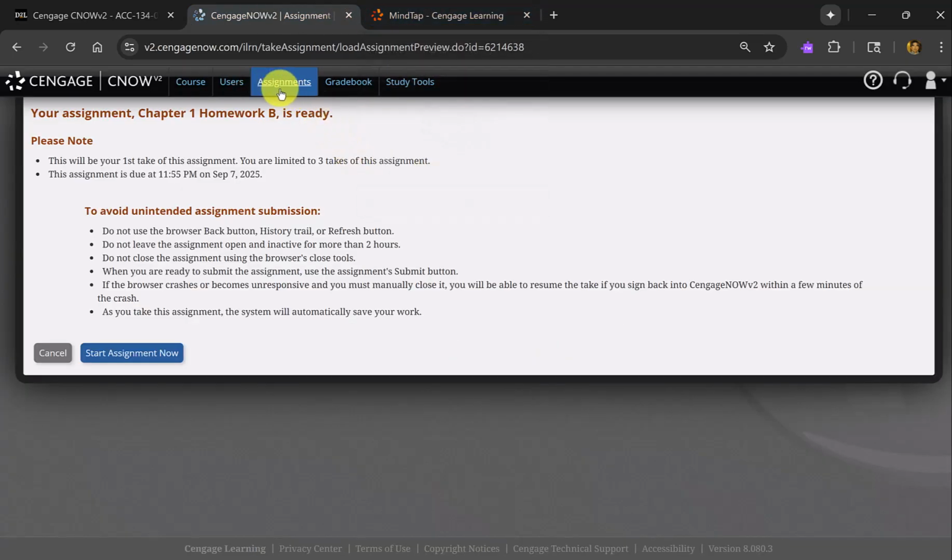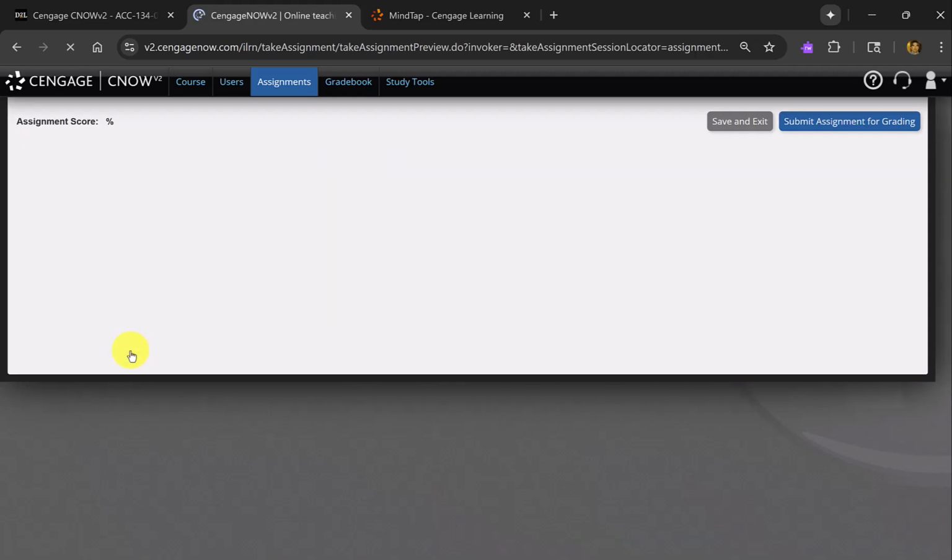Let's start the assignment. Here it says that we have 3 attempts to turn in the whole homework assignment by the due date. So I'm on my first of 3 attempts. Make sure you do the whole homework assignment before using one of your 3 attempts to get the most out of it. So let's click on this Start Assignment Now button.